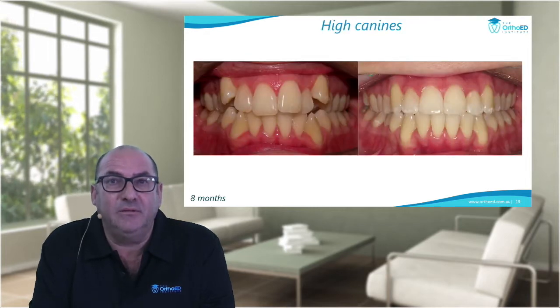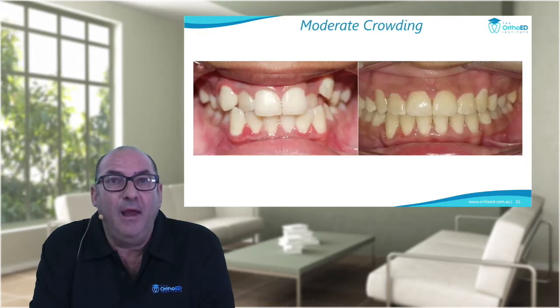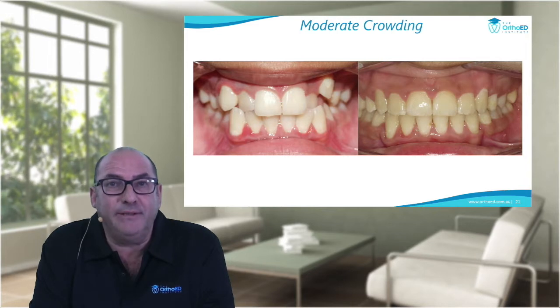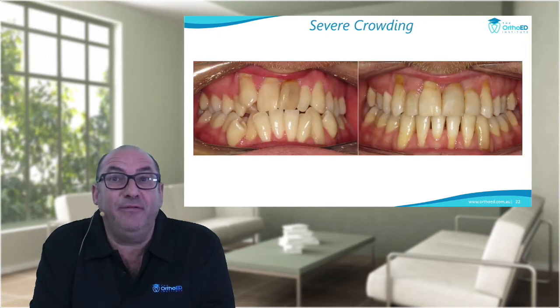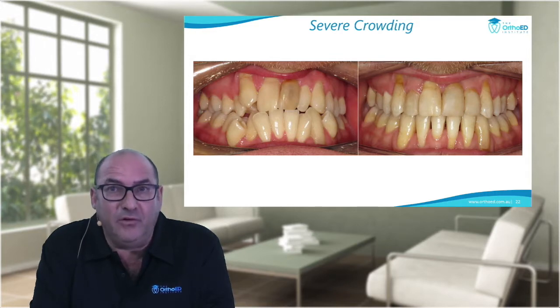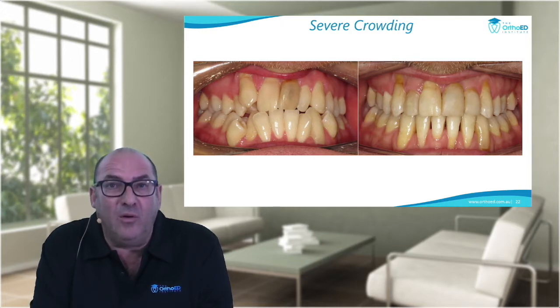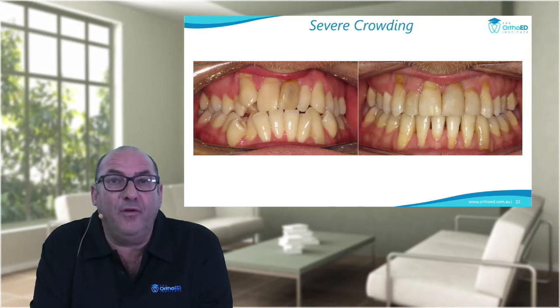High canines and how they can be treated in a very efficient manner. Once again, spacing cases with an anterior open bite, treated in 12 months. Moderate crowding cases, treated in about 15 months with full braces. Severe crowding that required 4 premolar extractions took 2 years, but it shows patients that even the most severe cases can be treated, but it will take far longer and require more orthodontic skills.